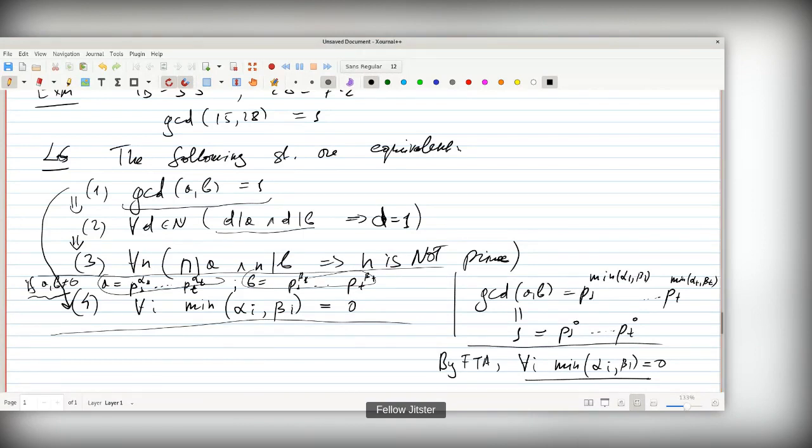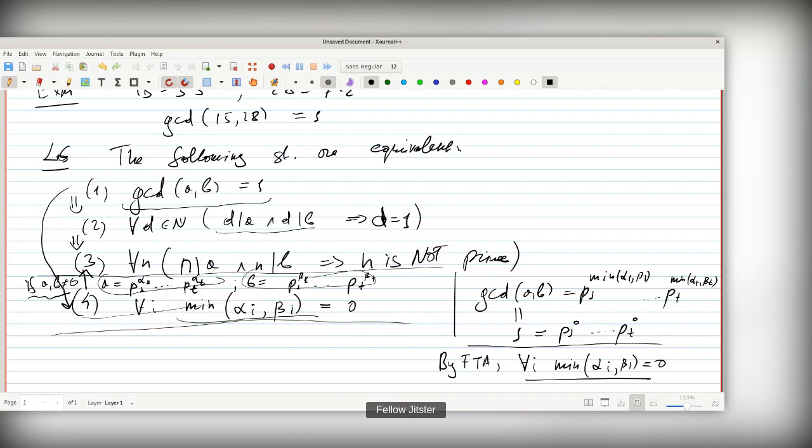From the fourth one, it clearly follows the third one. Why? Because that means that no prime has a positive degree in these two numbers' factorization. So there is no prime which divides both of them.